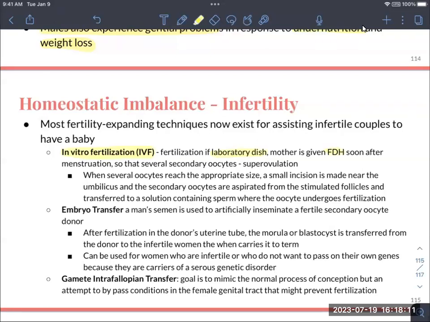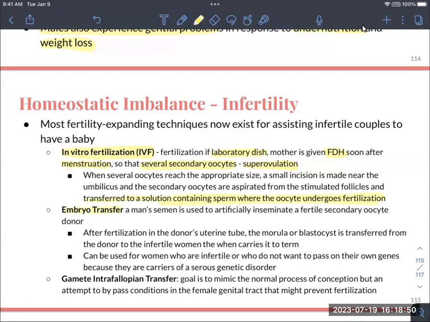So the mother is given large levels of hormones soon after menstruation, so that several secondary oocytes get released. This is a super ovulation. They go in and harvest those. All of these follicles are harvested. They're put into a petri dish with a solution that contains sperm, where the oocyte can go through fertilization.